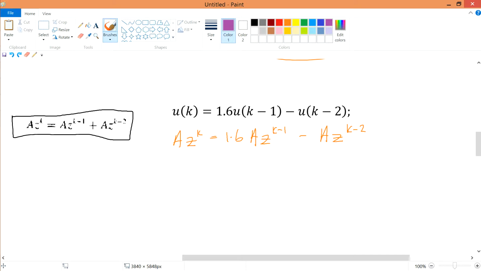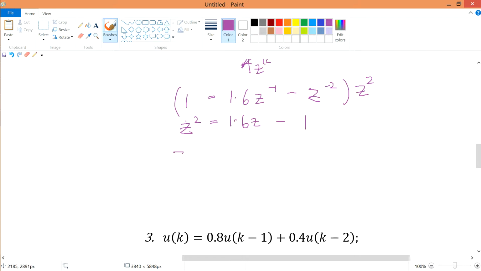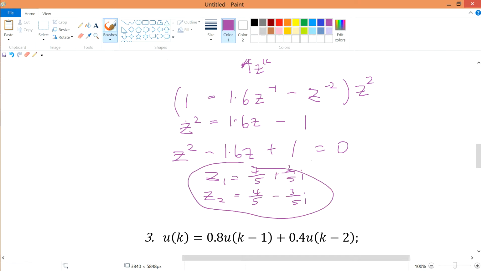Let's continue. So I divide everything by AZK. I cancel all the A's, and then I remove all the K's. At the end of the day, what I have is minus 1 and minus 2. I know this is not nice, looks very ugly, and therefore I multiply everything by z square. When I multiply everything by z square, what I have is this. I just simply bring everything over to the other side, so I can do a quadratic equation if you still remember. And then I solve for the roots of this thing. My roots are over here.